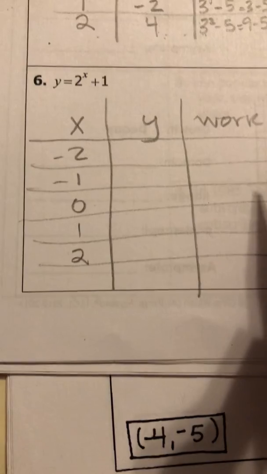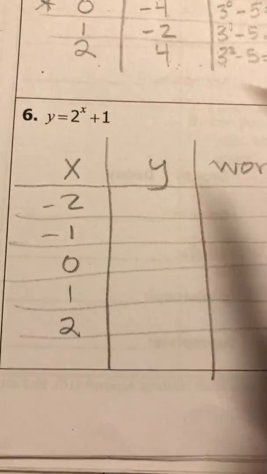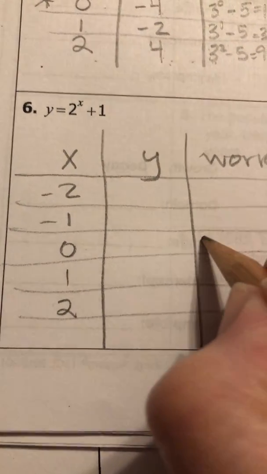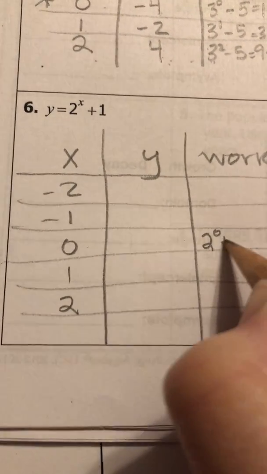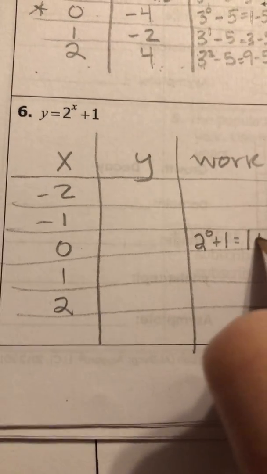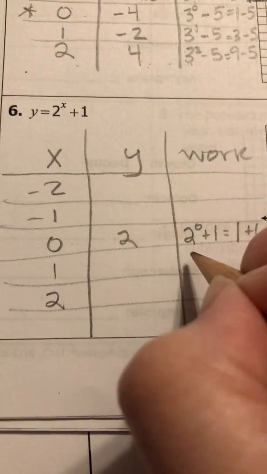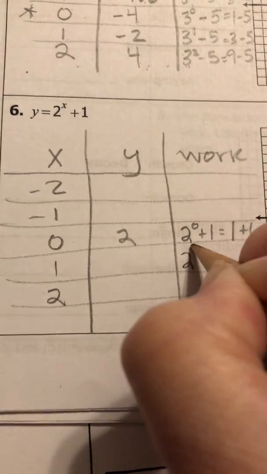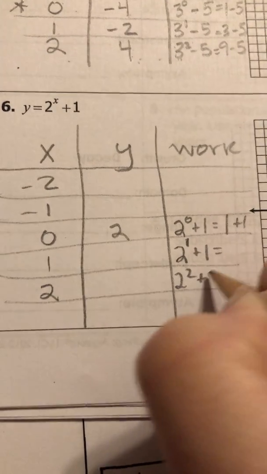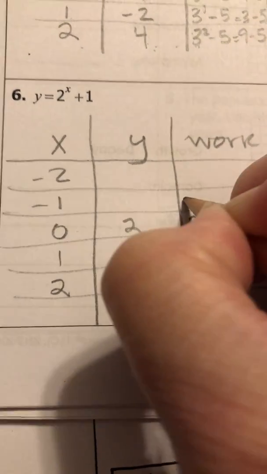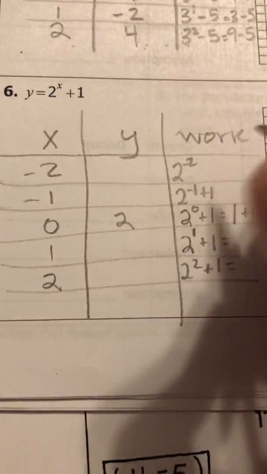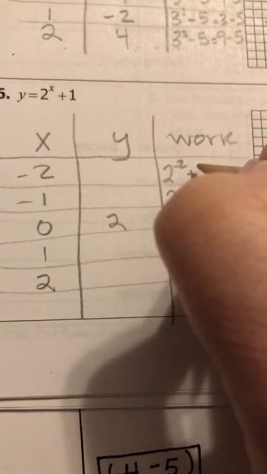Okay, and I'm going to show my work. So I have 2 to the x power here. So here I go. So I have 2 to the 0th plus 1. Anything to the 0 power is 1. So 1 plus 1 is 2. And I'm going to do what I did earlier, which is I'm just going to write all my work here first, so maybe you can see the pattern. 2 to the negative 1 plus 1, and 2 to the negative 2 plus 1.